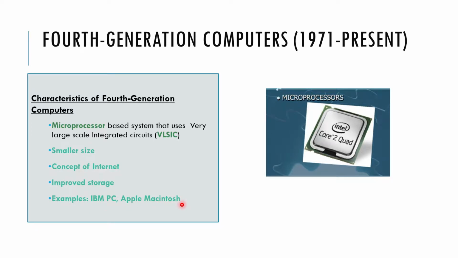So the points which you need to remember regarding the fourth generation computers are: period of fourth generation computers, microprocessor is the main component, smaller in size, concept of internet came into picture, improved storage and the examples.